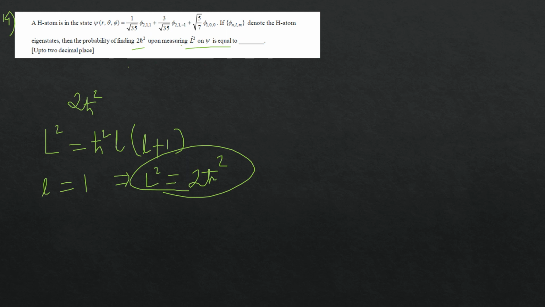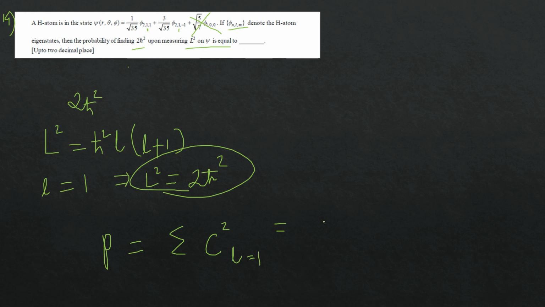So here we have to check which terms have L as 1, because phi nlm, the subscripts are nlm, so the second value is your L. Here L is 1, here L is 1, here L is 0, so this won't be counted for calculating the probability. So how will we calculate probability? We will take the first two terms. Probability will be the summation of c square lm. Here L is equal to 1 only we will take.